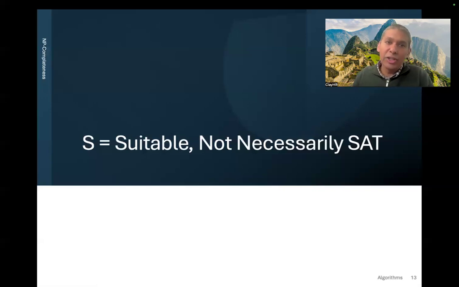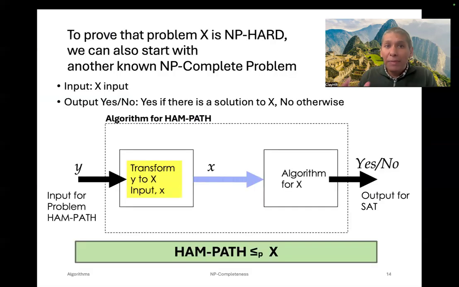Now, I do want to make a clarification that when we use the SOX ReStox mnemonic, the S really stands for a suitable NP complete problem, not necessarily the SAT problem. That means that we can actually start with any known NP complete problem, because if the problem is known to be NP complete, that means all problems in NP can be reduced to that. And if that problem can be reduced to your problem X, then effectively you have used the same exact methodology to also prove that X is NP complete.